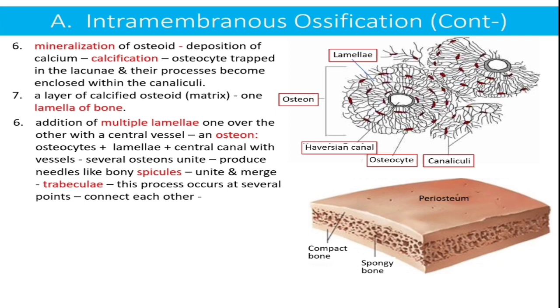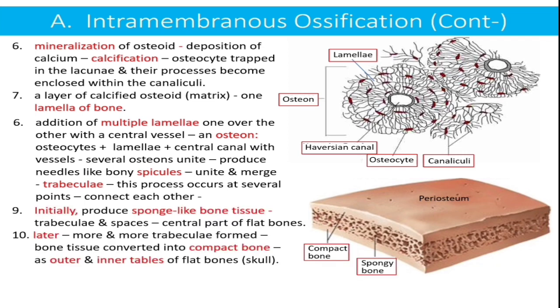Several such osteons unite and produce needle-like bony spicules, which unite and merge and produce trabeculae. This process occurs at several points, and these trabeculae become connected to each other. Initially, this process produces sponge-like bony tissue in the shape of trabeculae and spaces, as is seen in the central part of the flat bones. Later, more and more trabeculae are formed and the bone tissue becomes converted into compact bone, as is seen in outer and inner tables of flat bones of the skull.